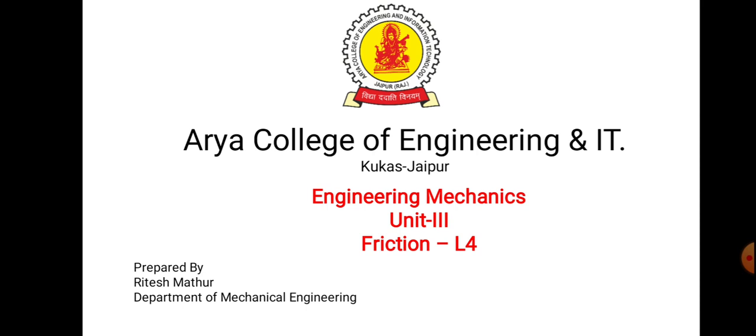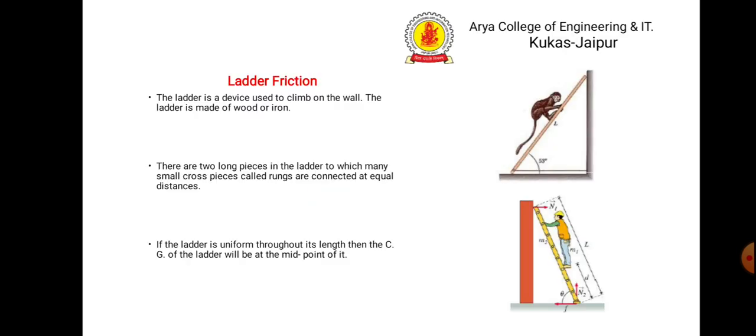In this lecture, we will discuss the second application of friction, that is your ladder. So, what do you mean by ladder? It is a device which is used to climb on the wall. The ladder is made of wood or iron.